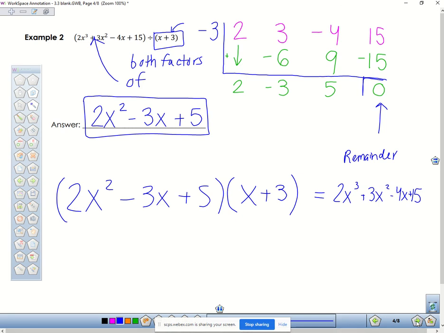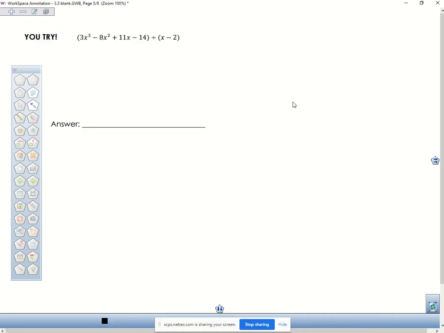All right, let's go ahead and try the next one together. So I'm going to draw my synthetic division symbol here. And I have to check and see if my divisor is a linear binomial with a coefficient of 1. Is it? Yes. And what am I going to put out here? Positive 2. Does everybody understand why the 2 is positive? It always changes sign, okay?